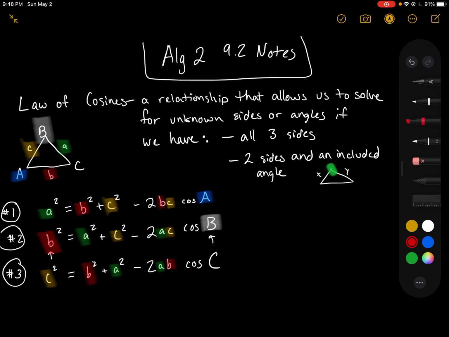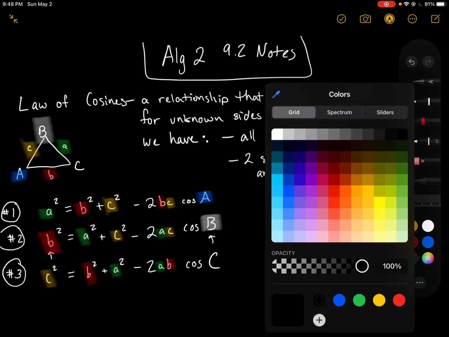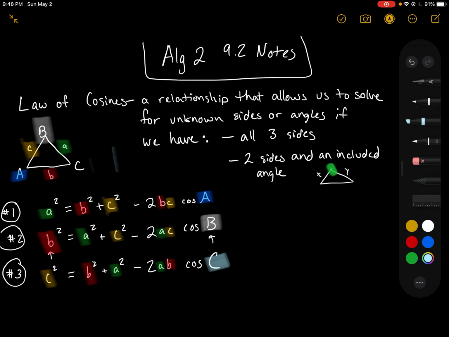So again, here is little c, here is little a, here is little b. And for our new angle, we have to pick a new color here. I'm going to try that light one, see if that works. That is our big C.